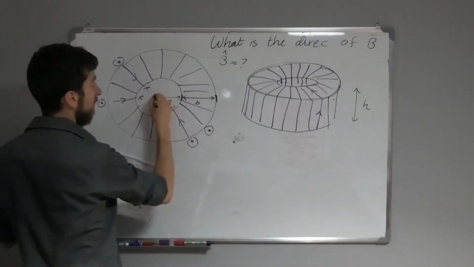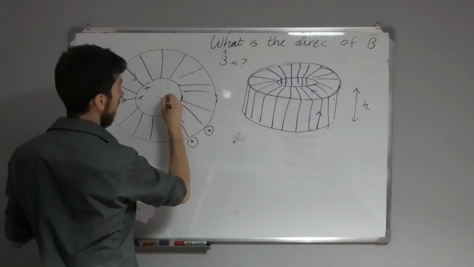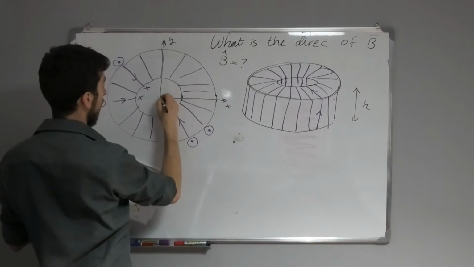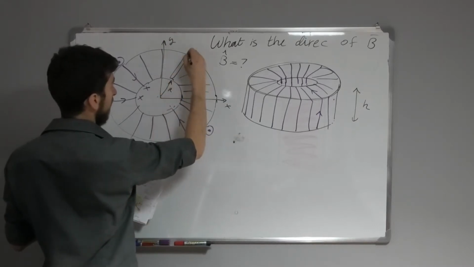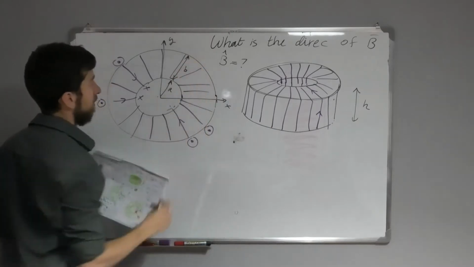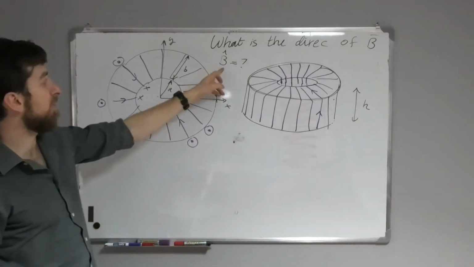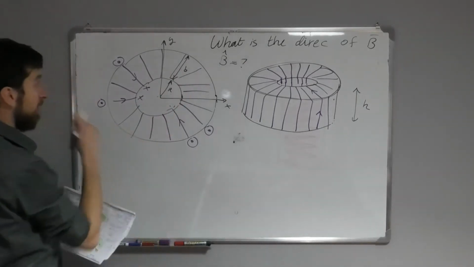Let's make this one X, this one Y, and the radius, let's go from here. This is R, and this distance is b. It's a small b because we're also dealing with the magnetic field, so I did small b, not the capital one. So what is the direction?